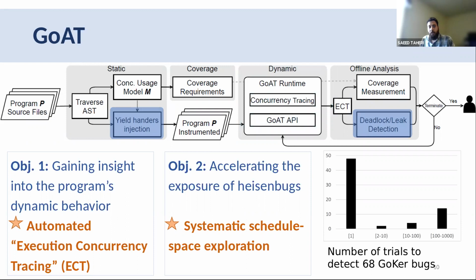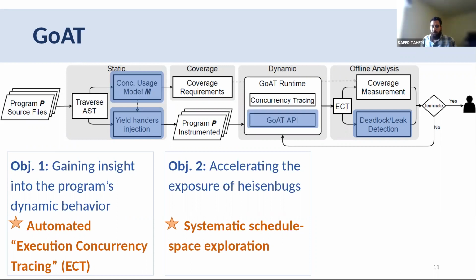The figure on the bottom right shows the distribution of the number of trials falling into 4 given intervals to detect 68 blocking bugs in the GoKer benchmark. It shows that more than 30% of bugs take more than one execution to occur. Such bugs are called Heisenbugs, since they are rare to occur and difficult to reproduce. As our second objective, we apply the well-known method of bounded delays to systematically explore the interleaving space and accelerate the exposure of such bugs.